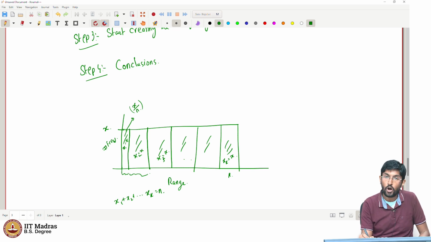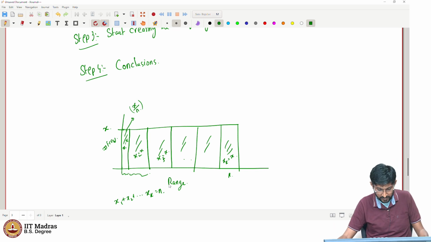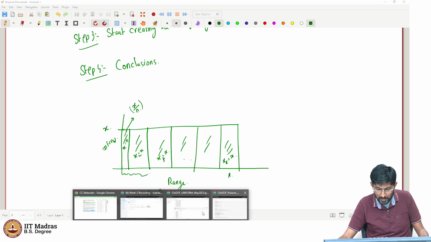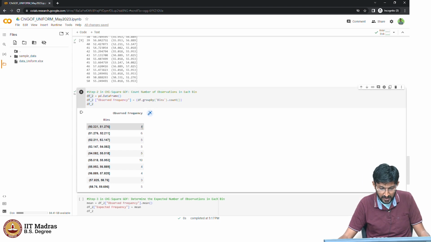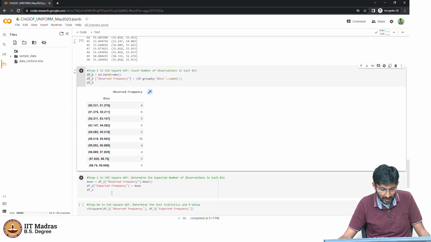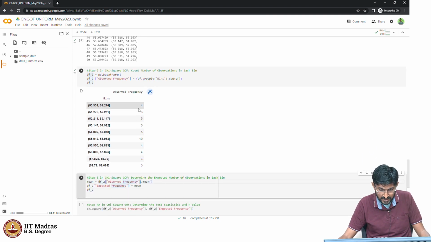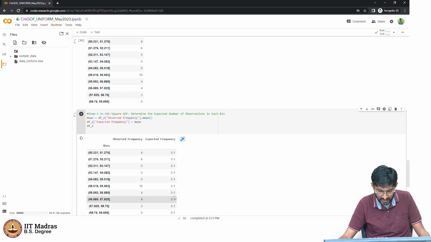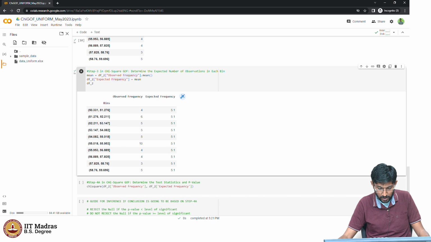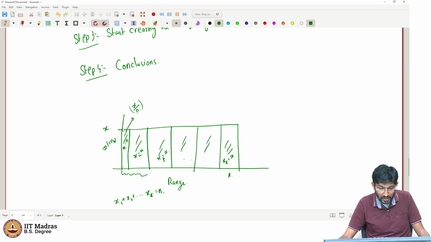The value for all of these is going to be the mean value of your sample. So if I take 4, 6, 5, 10, and if I take the mean of these values, that is going to be the expected frequency in any given bin, because the distribution is uniform, correct?